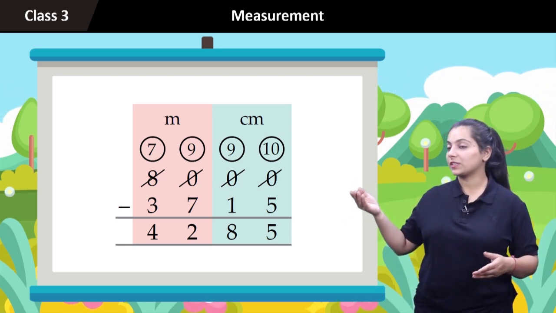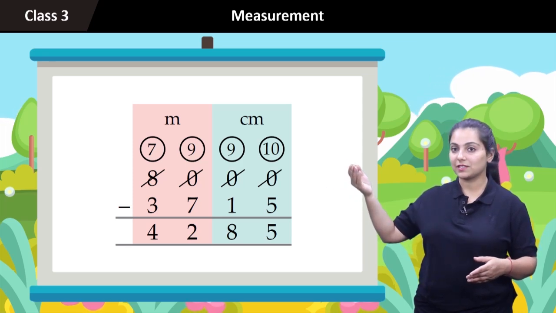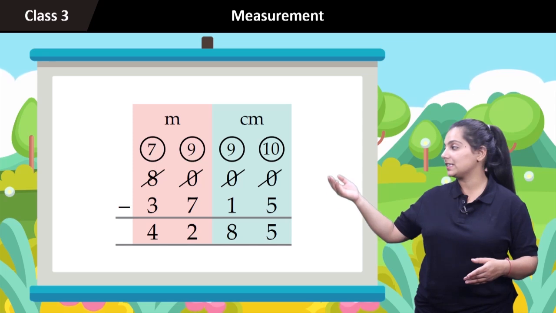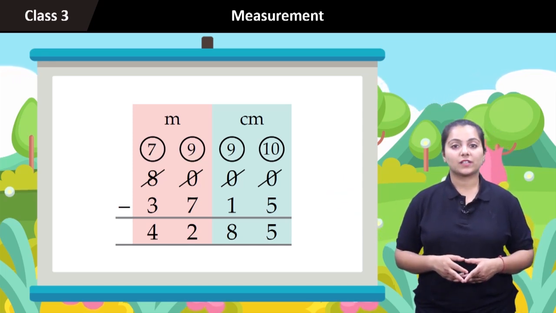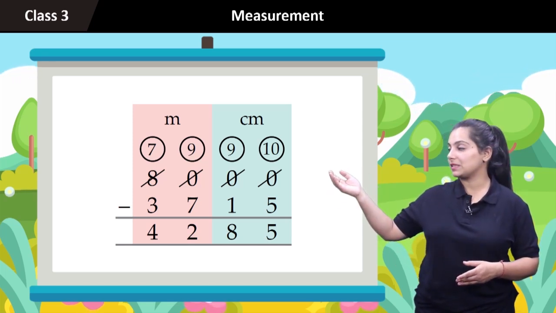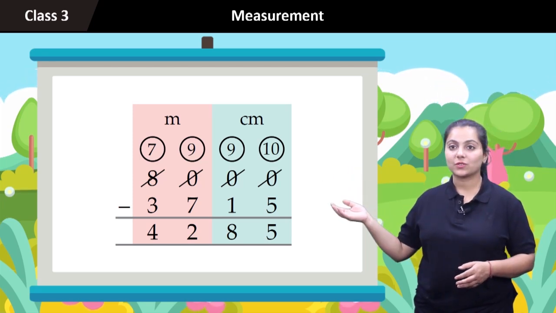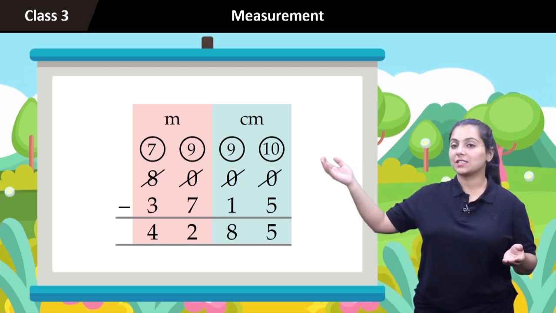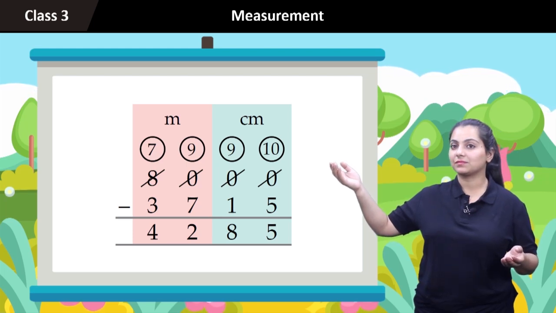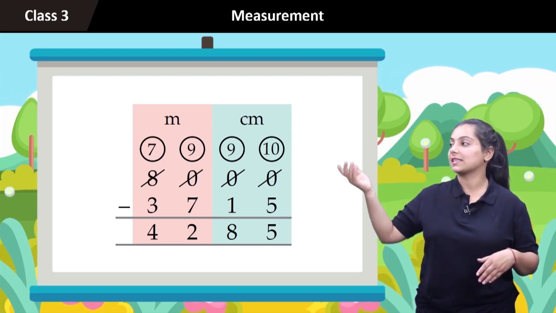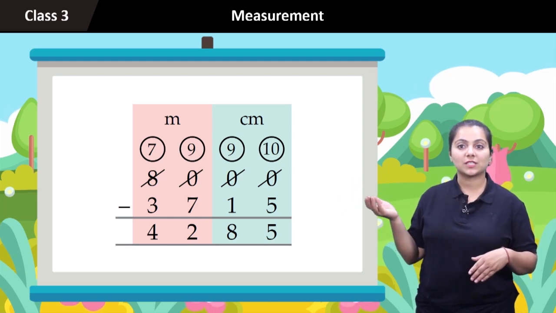Now first of all put them in columns. 80 meter and 00 centimeter, 37 meters and 15 centimeters. First of all we'll start from the centimeter column. 0 is smaller than 5, so we cannot subtract it. 0 will borrow from the other side, but it's also 0. Now again it will borrow from the other side. It's again 0. Then we'll move to the next one.